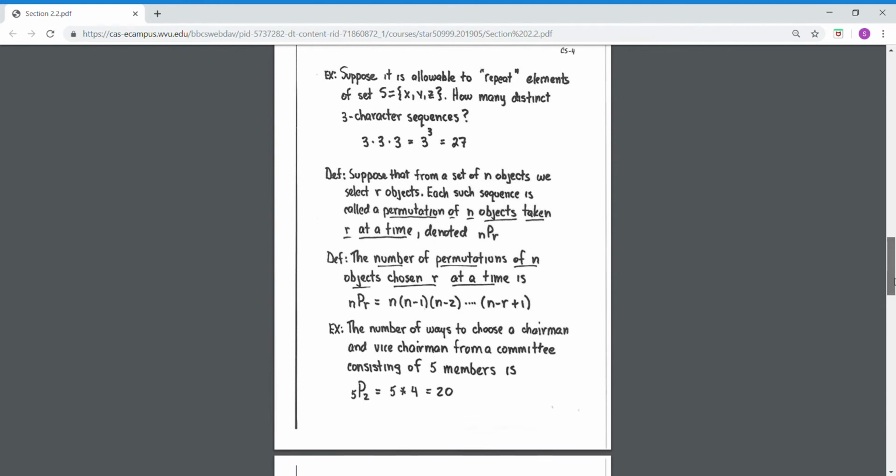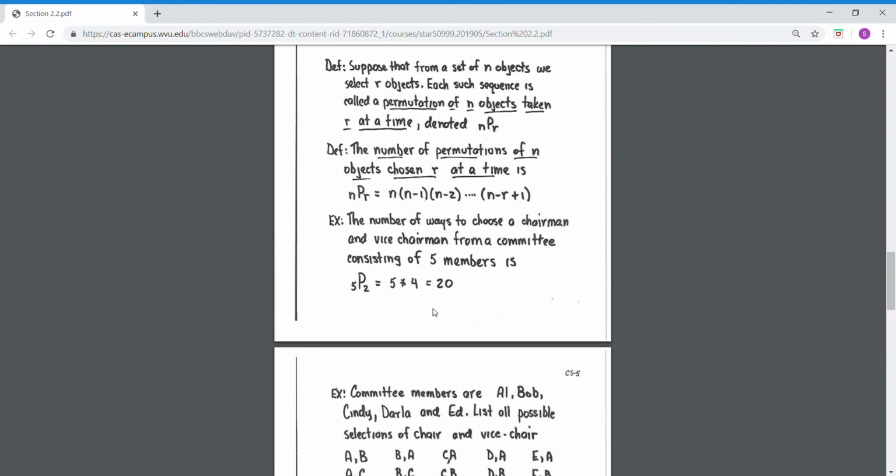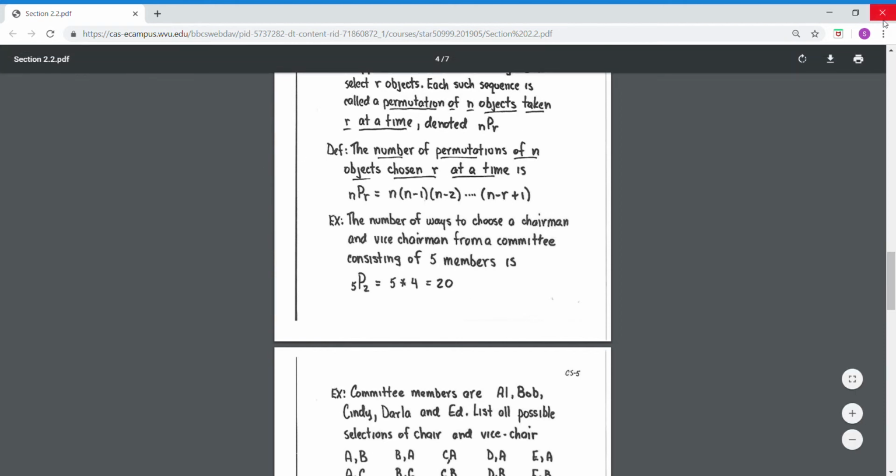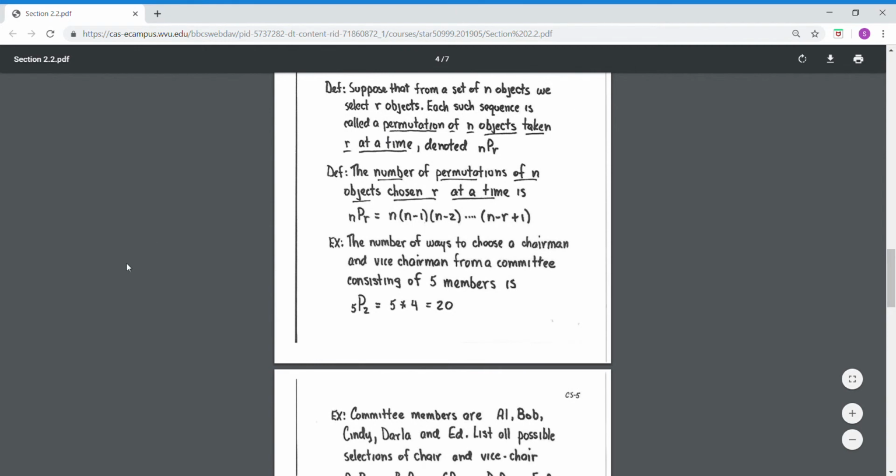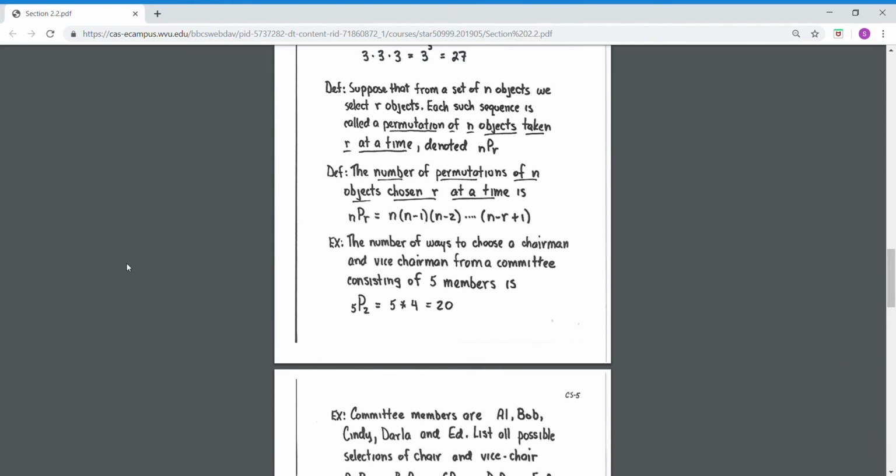We will be honest, we probably won't see this situation happen too often. Definition. Suppose that from a set of n objects, we select R objects. Each such sequence is called a permutation of n objects taken R at a time, denoted as nPr. You'll often hear me refer to this as n permutate R.